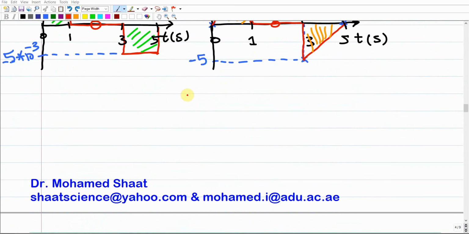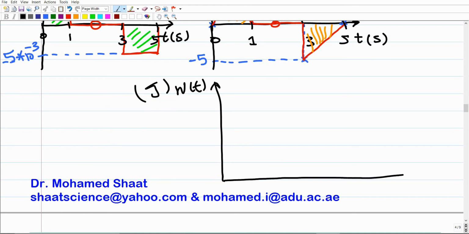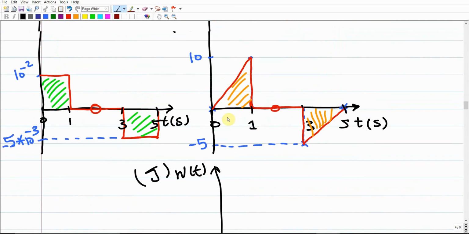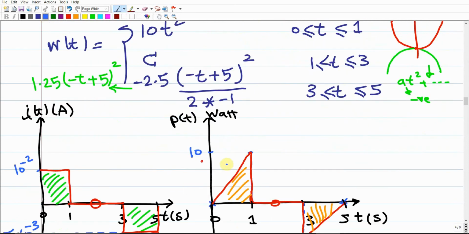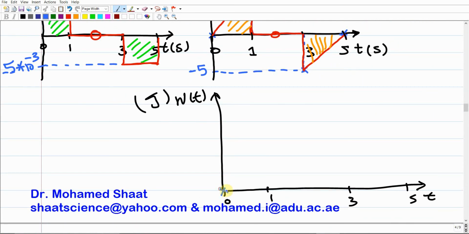So let us prepare the axes for this one. This is W of t, the energy, and the energy, as you know, is measured in joules, right? And the horizontal axis is the time as usual, which is broken down into 0 to 1, 1 to 3, then 3 to 5, 3 periods as already given here. So in the first period, you plug in t equals 0, which gives us 0. So the first point is when t equals 0, the energy is 0.